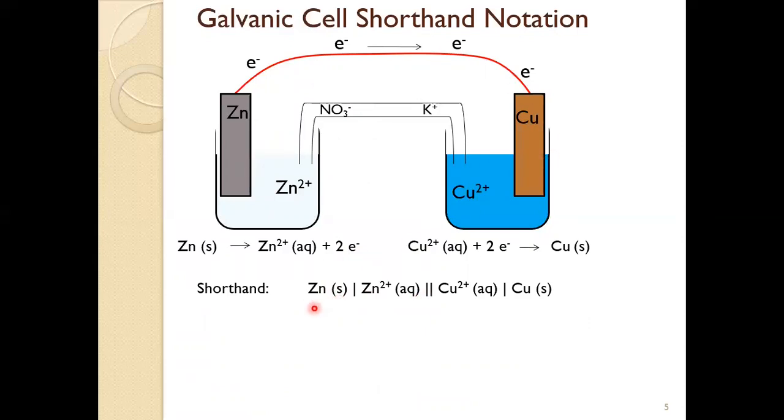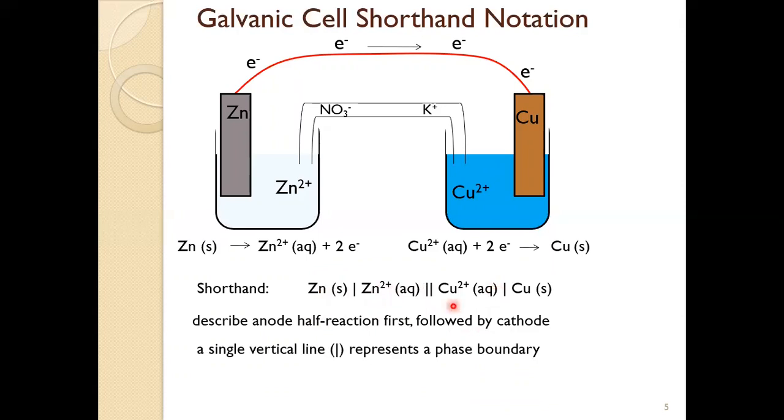And how we read this shorthand notation is that we always describe what's happening to the anode first. So we describe the anode half reaction first, followed by the cathode. So left to right, anode, then cathode. A single vertical line represents a phase boundary.